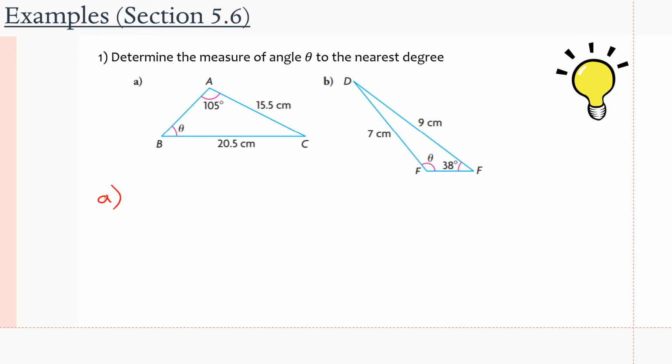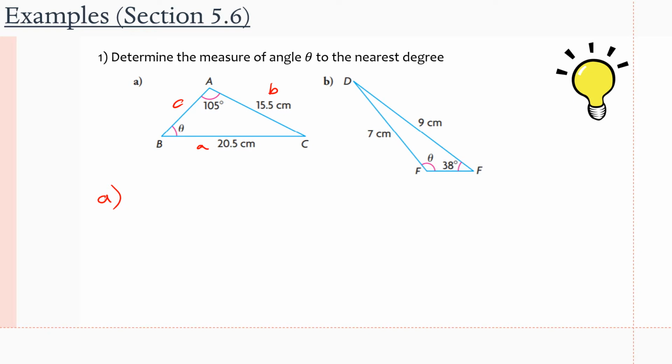So A, it looks like they're giving us this side length and this angle. So we have a side-side-angle type of triangle, which we know is one of our cases where we can use the sine law, either side-side-angle or angle-side-angle, right? So we know we have side B, side A, but we're missing side C, and we need to find angle theta. So what do we want to do?